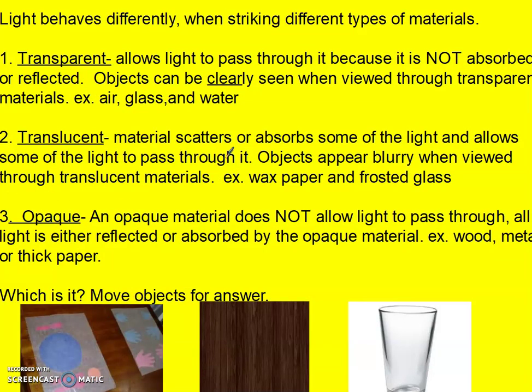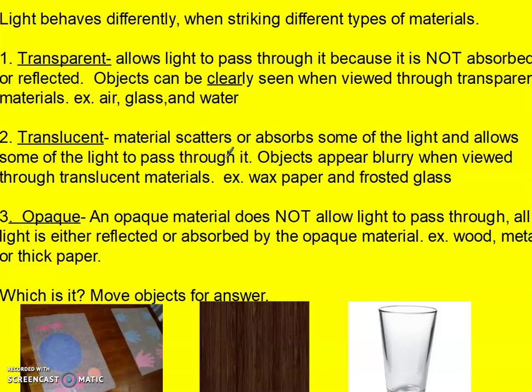Next, we've learned about properties, and we've learned about how light reacts. Now we're going to talk about how light behaves differently when striking different types of materials. There are 3 ways we can describe the material, not the way the light is behaving, but the material. The material can be transparent, where it allows light to pass through because it is not being absorbed or reflected. Objects can be clearly seen when viewed through transparent materials. For example, air, glass, and water are all transparent.